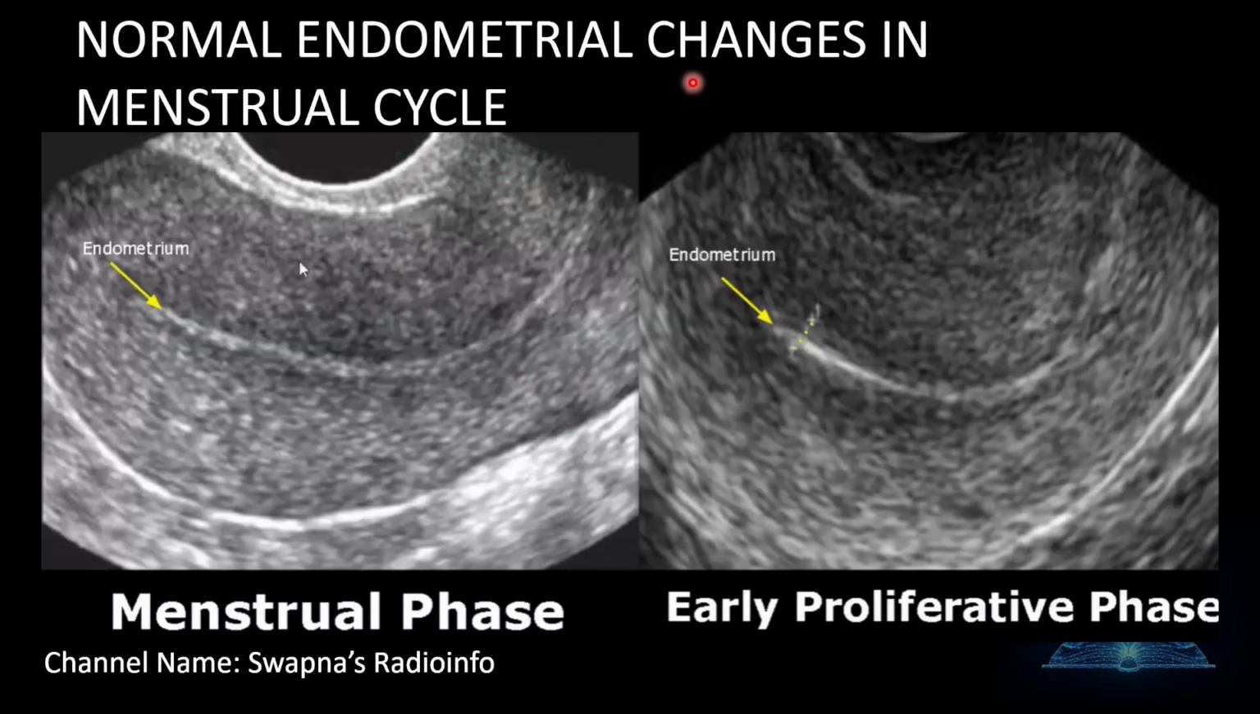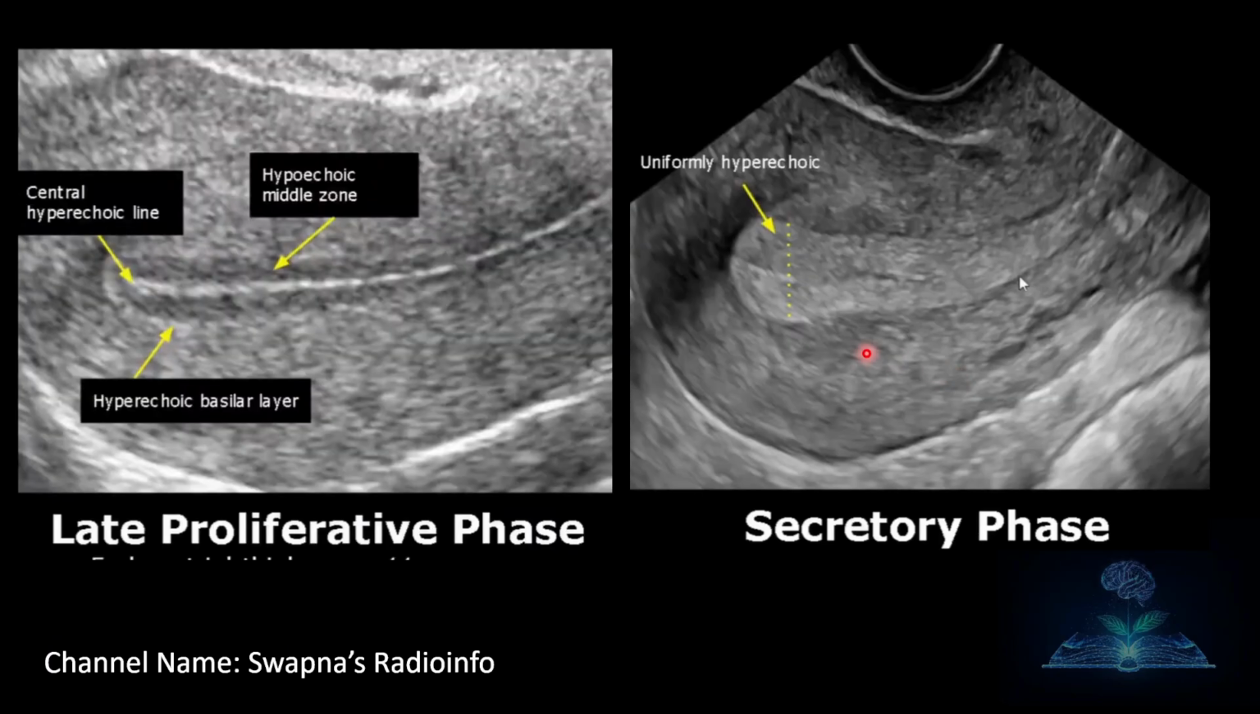Coming to normal endometrial changes in the menstrual cycle, in the menstrual phase, it is seen as a thin echogenic line. In the early proliferative phase, you can see the subendometrial haziness. In the late proliferative phase, you can see the triple line pattern. In the secretory phase, you can see a uniform bright hyperechoic pattern because of hyperplasia of the secretory glands.